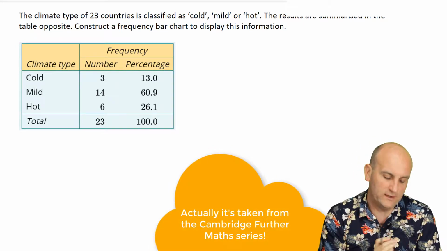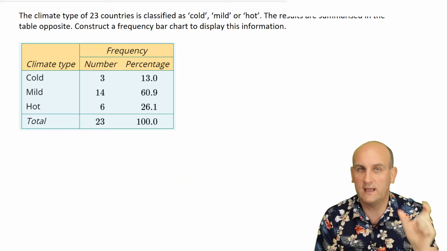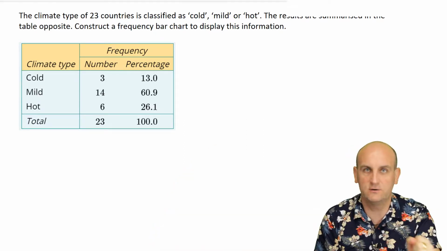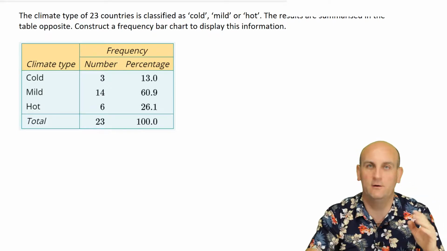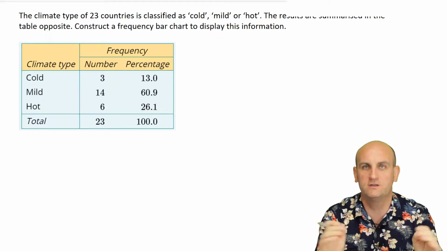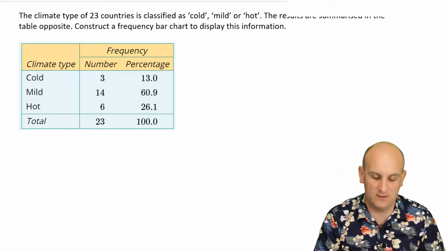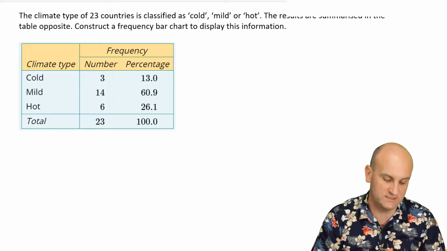The climate type of 23 countries is classified as cold, mild, or hot. Now, let's work out what data that is. It's categorical because it's got words, but it's ordinal. That may not matter at all here, but we know by the words cold, mild, or hot that there is some order to using that word. The results are summarized in the table opposite, which is actually below.